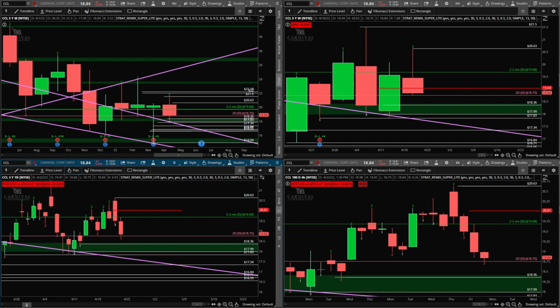Okay, so 3-2, probably looking at a 2-down continuation, sadly. So we'll see what happens there. Your entry would be under 1875. The first price target's going to be 1836. So you could still be looking at $18 or $19 puts, and that weekly level was $17.99.